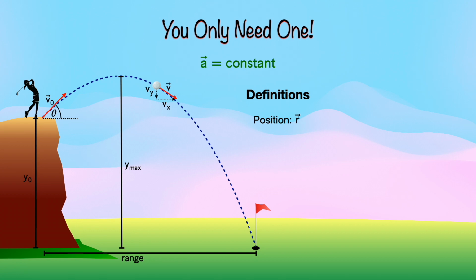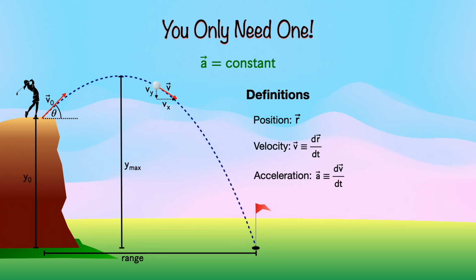The first one is the position, which is also a vector. It tells you how far away you are and in what direction. Then we have the velocity, which is the instantaneous time rate of change of the position, or the slope of the position on a position versus time graph. And finally, we have the acceleration, which is the instantaneous rate of change of the velocity, or the slope of the velocity on a velocity versus time graph.